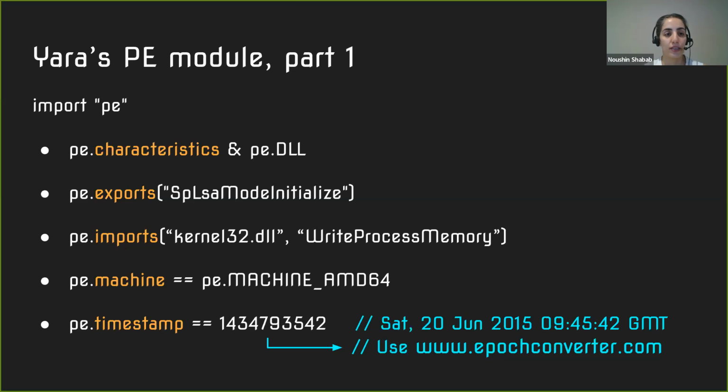So there is a PE module that is written for YARA and can be used in a YARA rule. And this PE module actually extracts a lot of the information that we have just discussed from the PE headers, from different sections, from the section table, and so on. To use the PE module, you need to add the line import "pe" in double quotation at the beginning of your YARA rule.